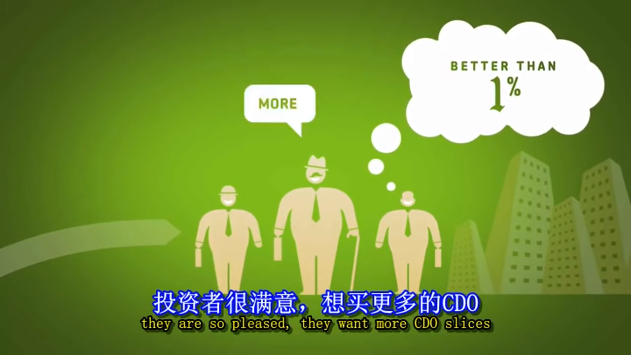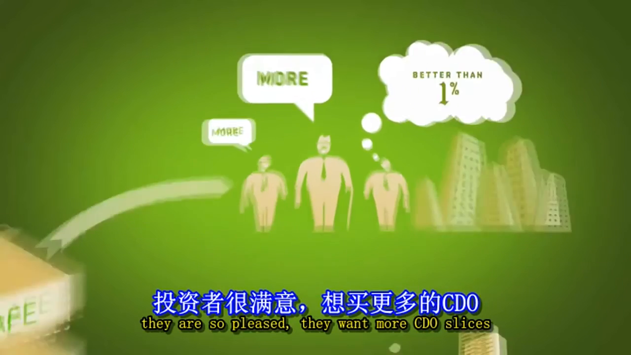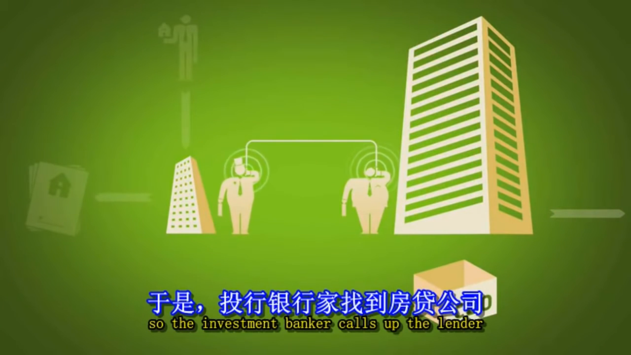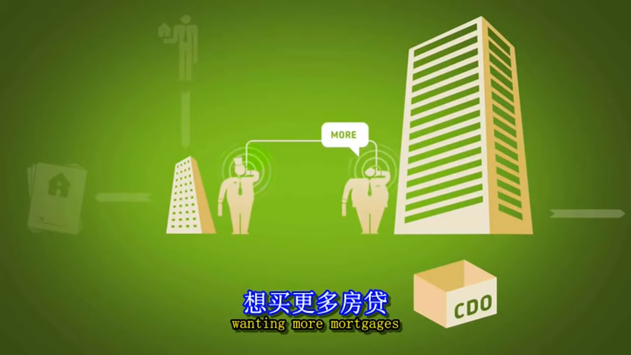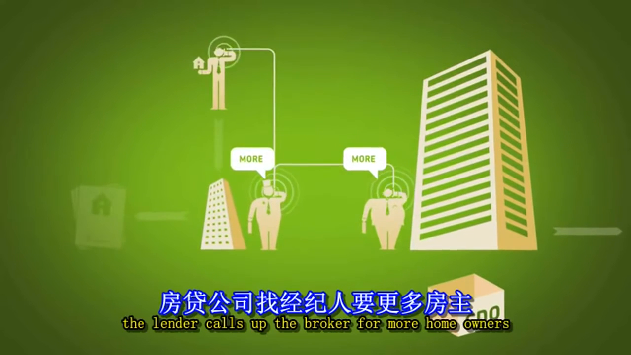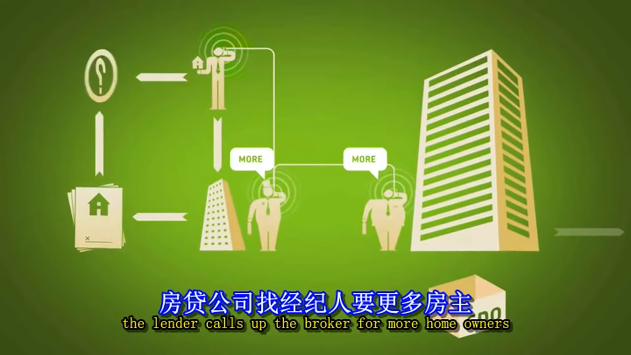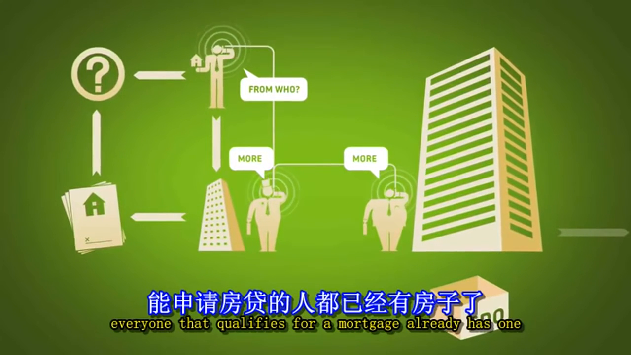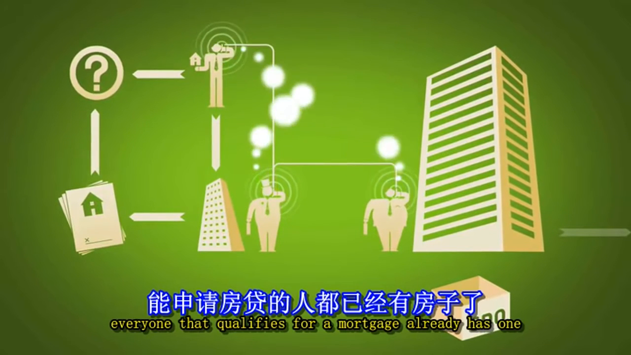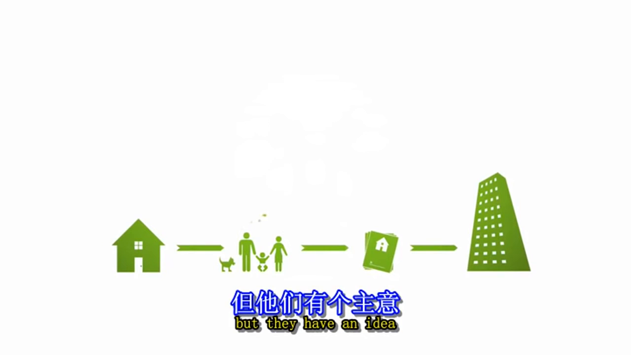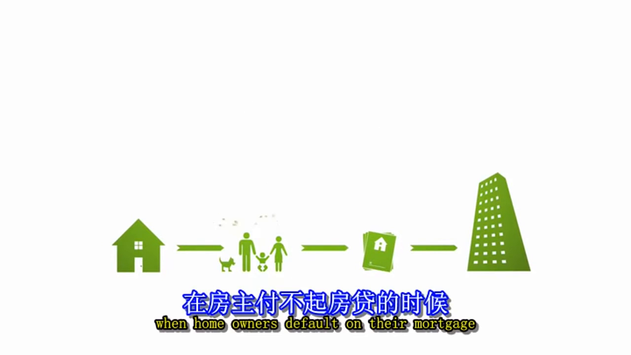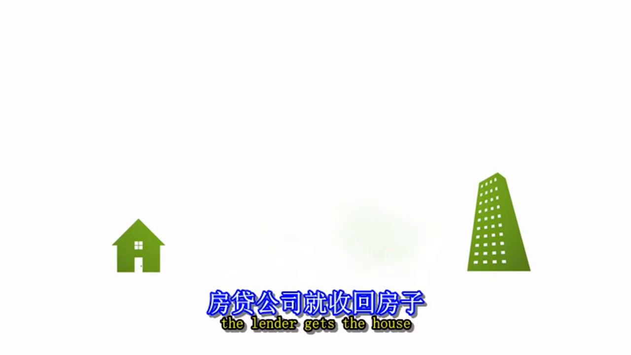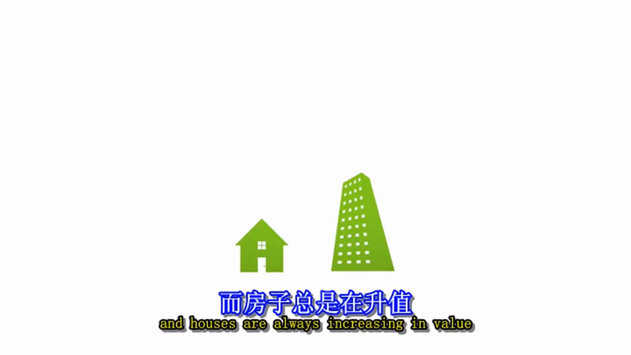They're so pleased they want more CDO slices. So the investment banker calls up the lender, wanting more mortgages. The lender calls up the broker for more homeowners, but the broker can't find anyone. Everyone that qualifies for a mortgage already has one, but they have an idea. When homeowners default on their mortgage, the lender gets the house, and houses are always increasing in value.